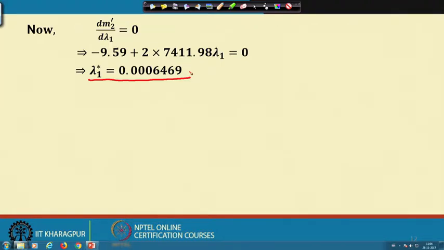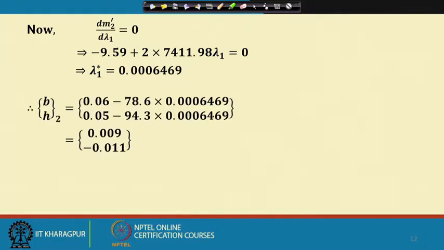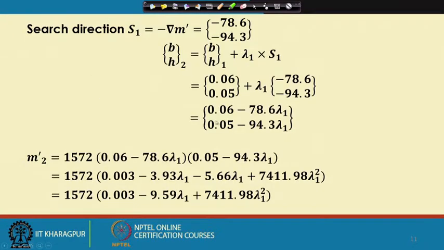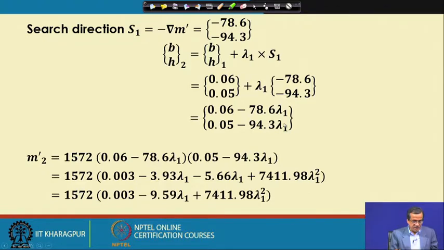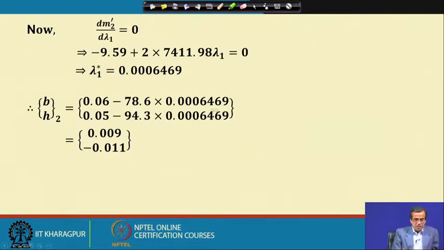Now, till now we have determined the optimal search direction and the optimal step length, and once you have got those two things, I am in a position to find out this BH2. Here, if you see the earlier expression, it is 0.06 minus 78.6 lambda 1, 0.05 minus 94.3 lambda 1. So, those things if you put here.